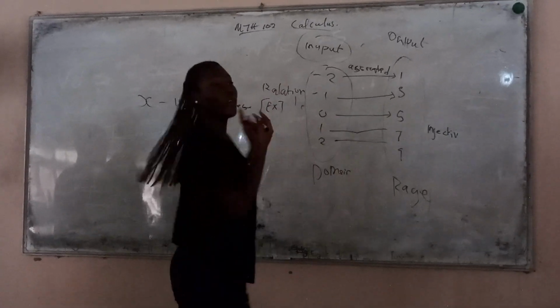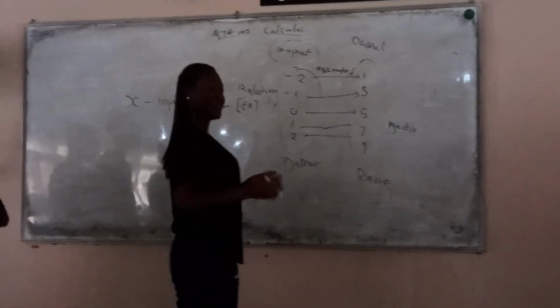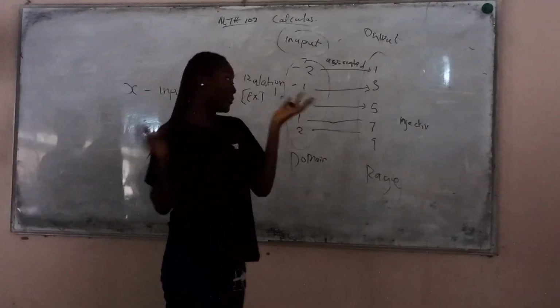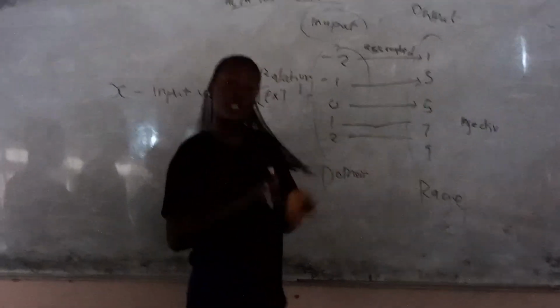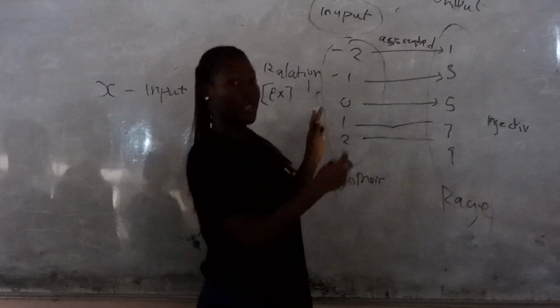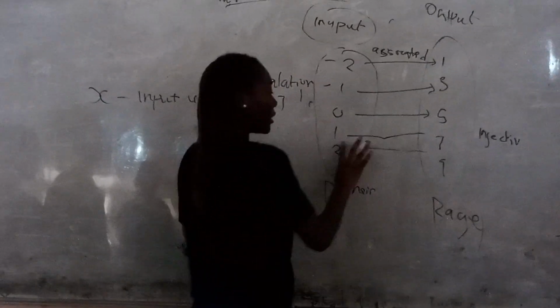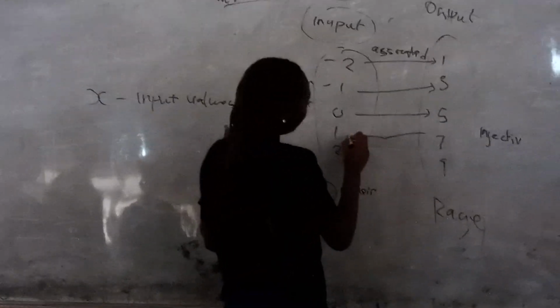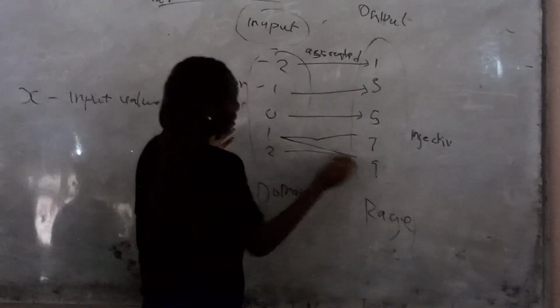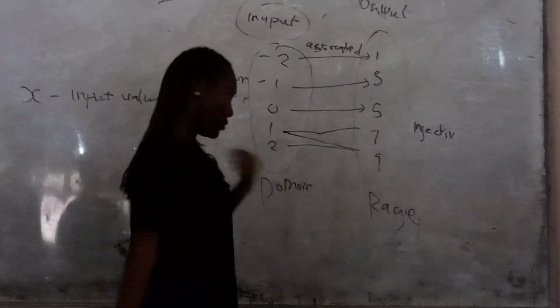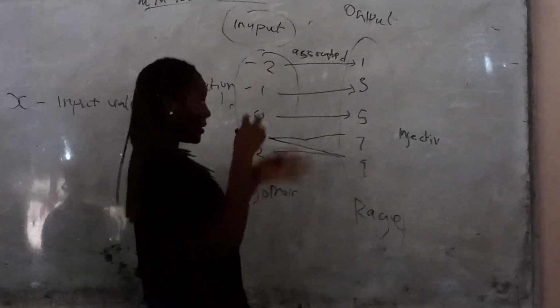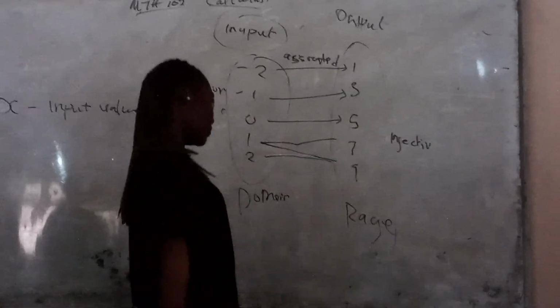First of all, this is a function, because all the domain values are mapped as one. If it was mapped out like this, twice, then it would not be a function. So let's explain different types of functions.